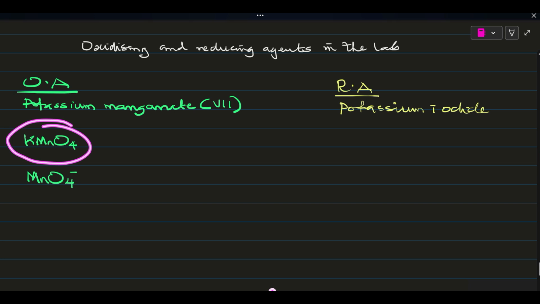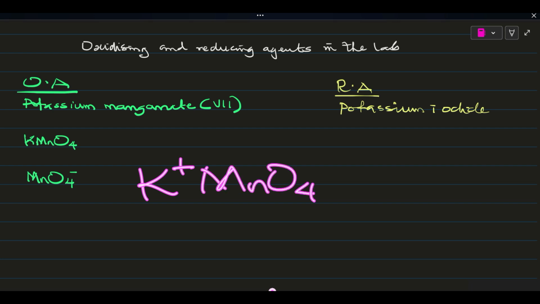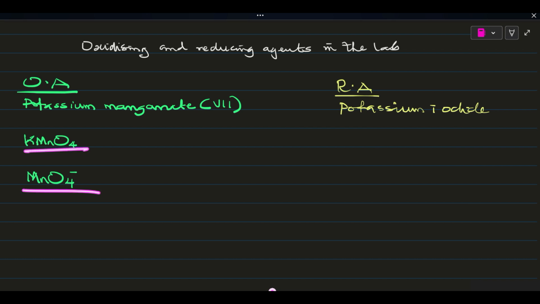KMnO4 is the chemical formula for potassium manganate 7, but often you will see it written as MnO4 minus. They have removed the potassium ion from the compound. Remember, it's like this: K plus and MnO4 minus. So when you remove K plus, you have MnO4 minus. So you can see it written as KMnO4, or you see it written as MnO4 minus.